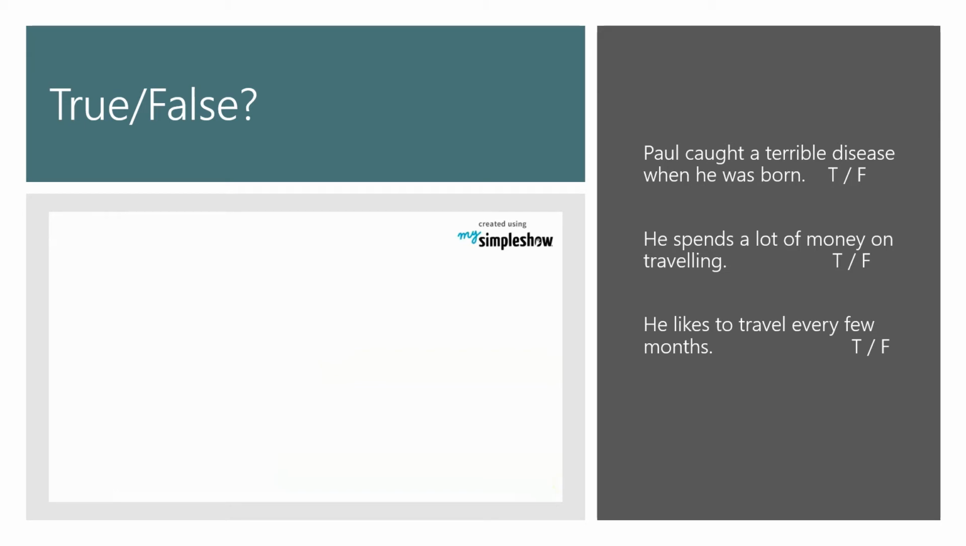The first sentence is, Paul caught a terrible disease when he was born. The second, he spends a lot of money on traveling. And the last sentence, he likes to travel every few months. So let's watch the video once again.